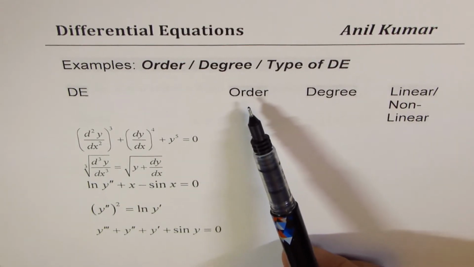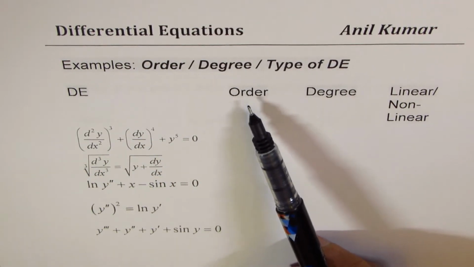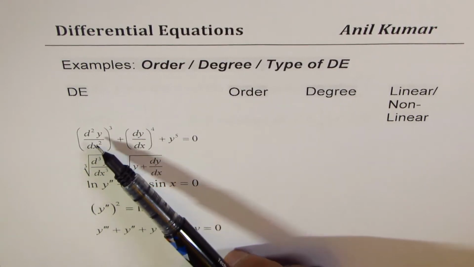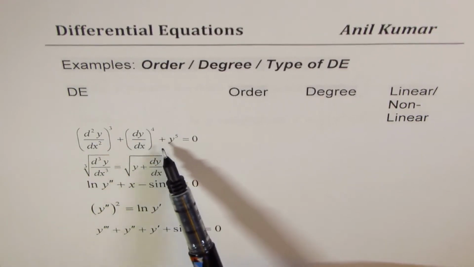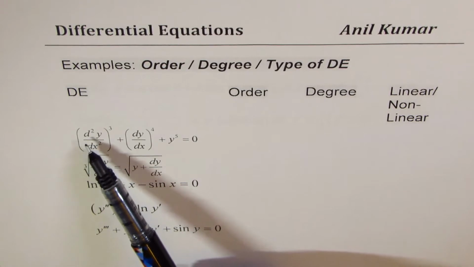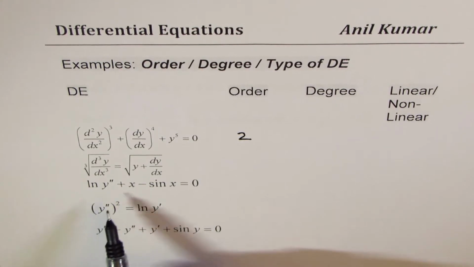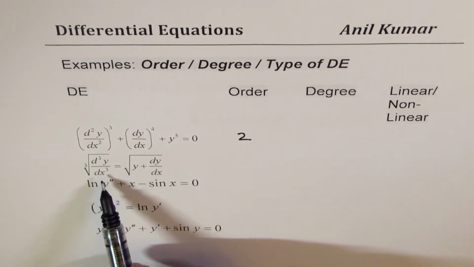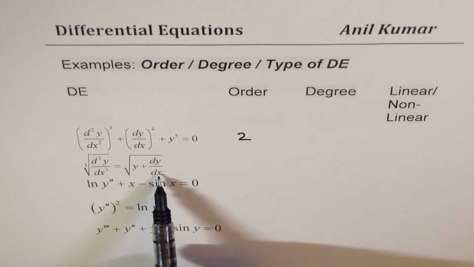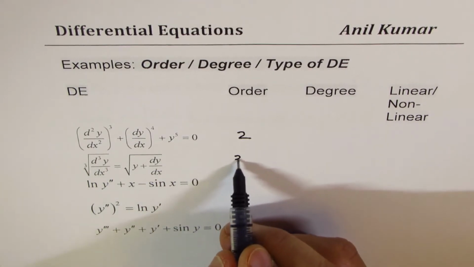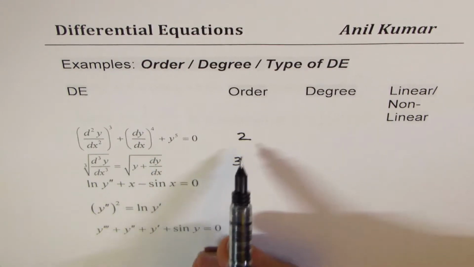Now, order is straightforward. For every differential equation, there will be an order, right? Order is the highest derivative here. In this case, we can see d2y over dx squared plus dy over dx plus y. So d2y over dx squared is the second derivative, and therefore the order is 2. Now in this particular equation, d3y over dx cubed is the highest, and dy over dx is lower than this, so the order is 3. We are not bothered about whether they have degree or not. Let's first write down the order.